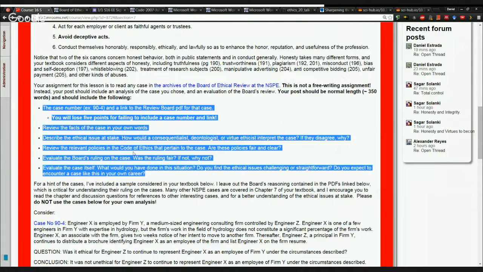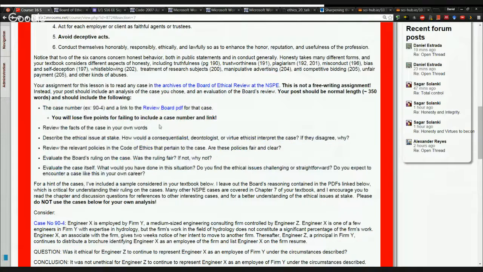So you're still going to have to reply to other people's discussion. So hopefully by the end of this lesson, you'll have looked at least 3 of these cases, or maybe 4 of these cases. So you have some background on that.